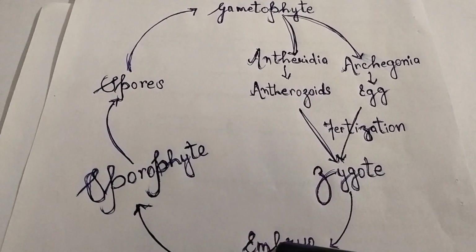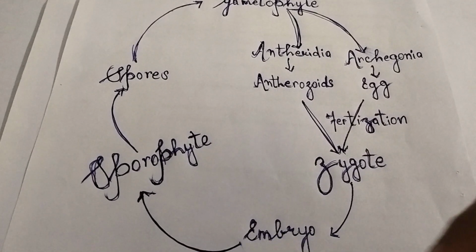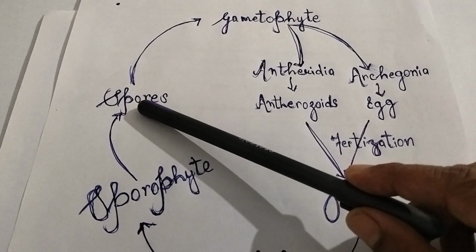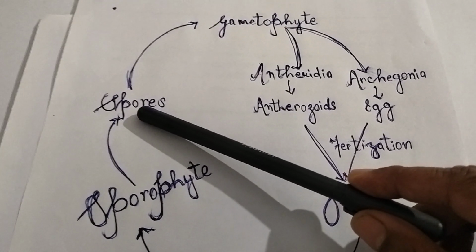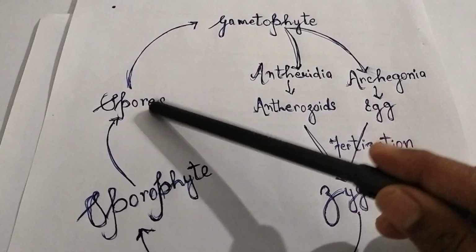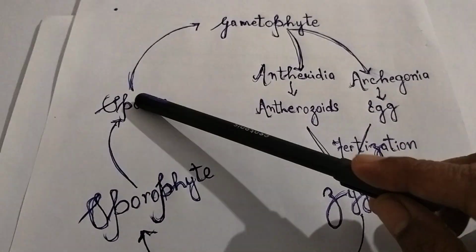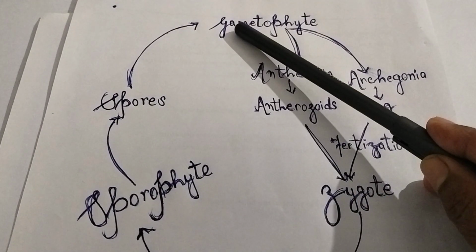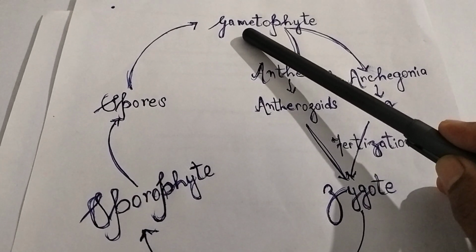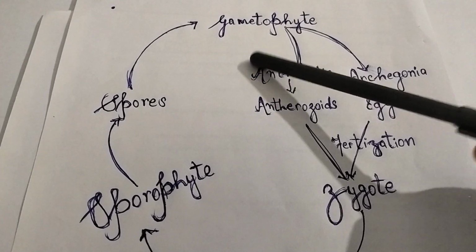Zygote forms embryo, diploid. Embryo forms sporophyte, diploid. Inside the sporophyte, spore mother cells will undergo reduction division, that is meiosis. Now haploid spores will be formed, and these haploid spores will again form a new gametophyte, which is haploid in condition.